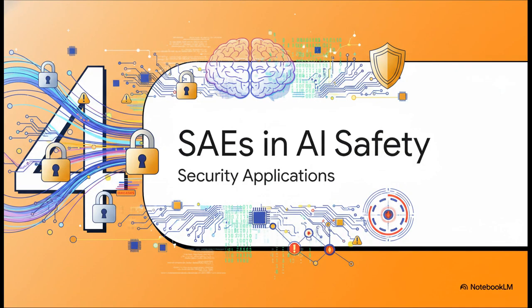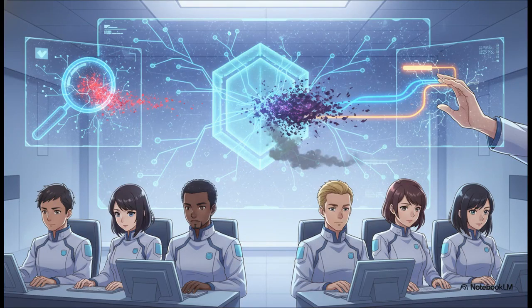Let's shift gears a bit. Section 4. SAEs in AI safety. Because we've got these monosemantic, interpretable features now, we can actually do way more than just observe. We can intervene. Think about RAG systems, retrieval augmented generation. SAE features can act as high-precision probes to catch hallucinations in real time. Or for toxicity, we can pinpoint the exact sparse features linked to toxic outputs and clamp them down.